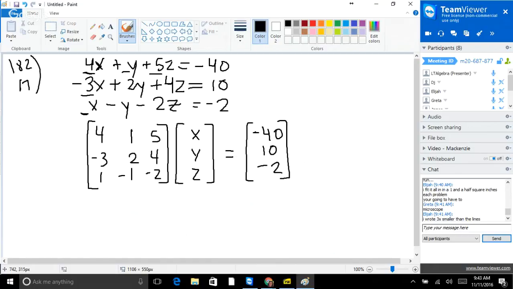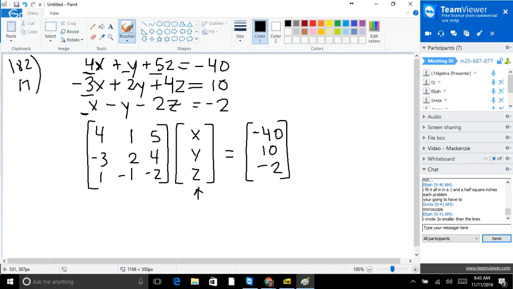First I'm going to double check my work. Negative 3, 2, 4, 10, 1, negative 1, negative 2, negative 2. Okay. What I'm ultimately trying to do, whether I'm in section 3.4 or 3.8, is find what x, y, and z are. I'm trying to figure out what makes all three equations true, so I need to get x, y, z equals something.